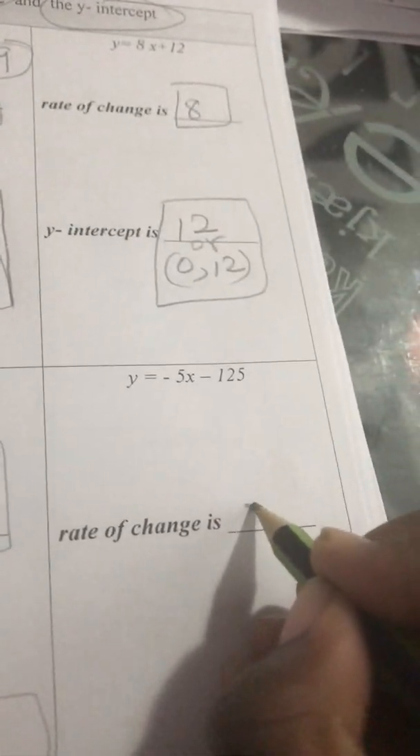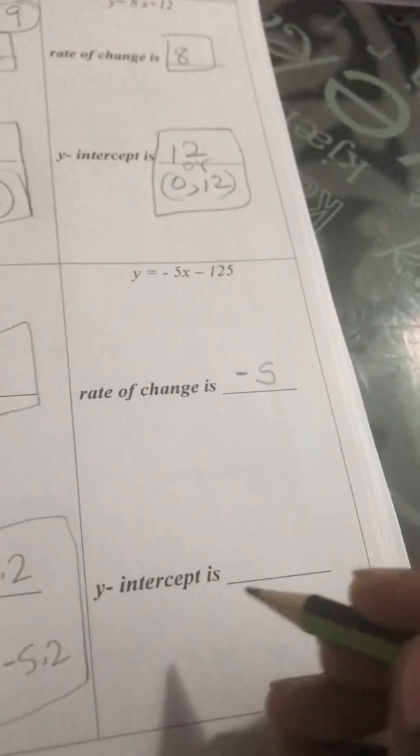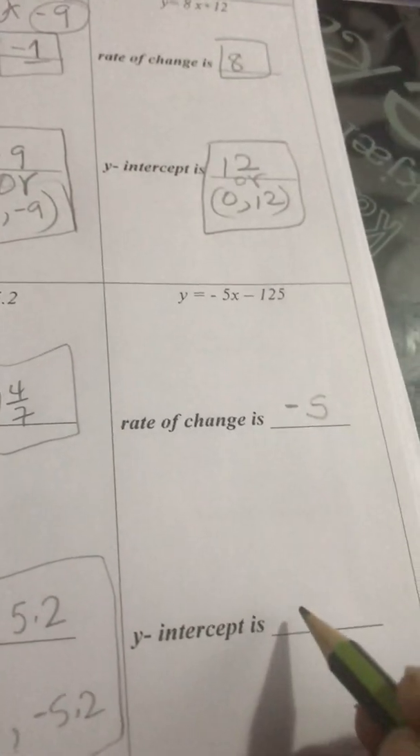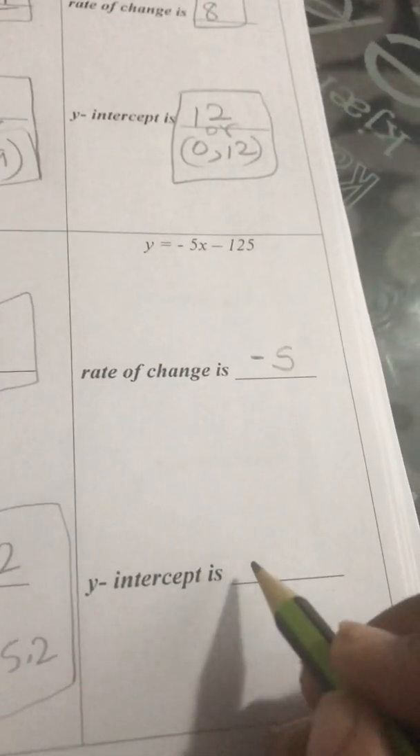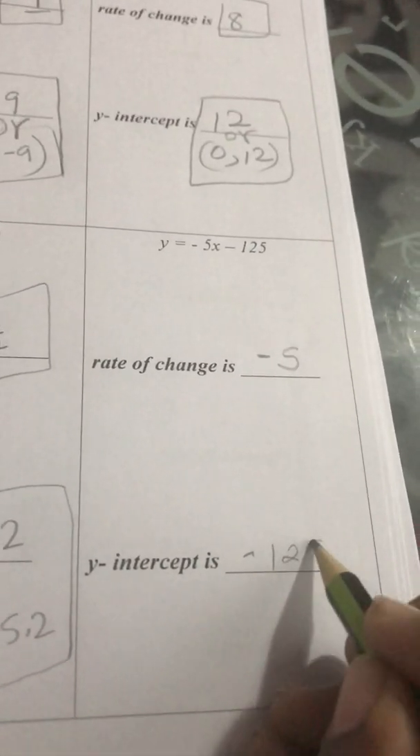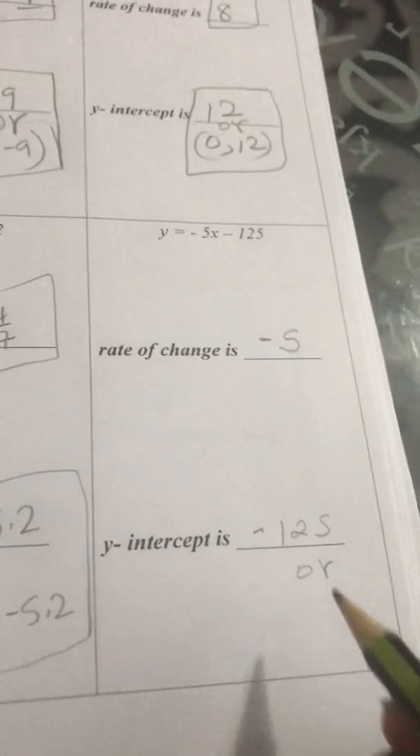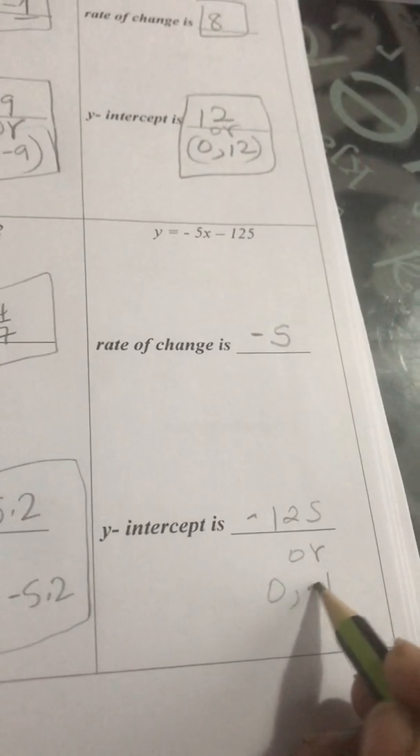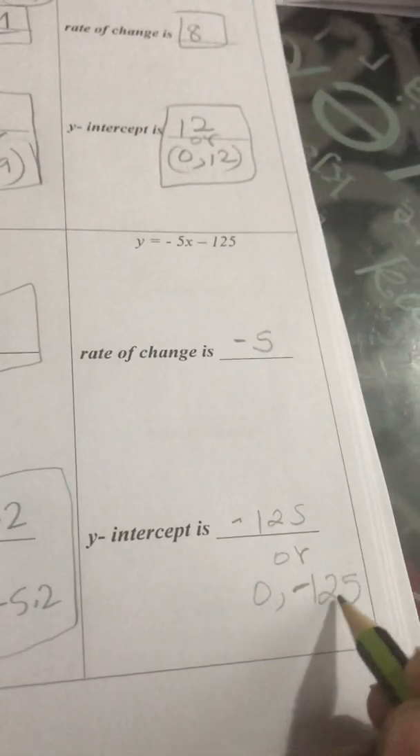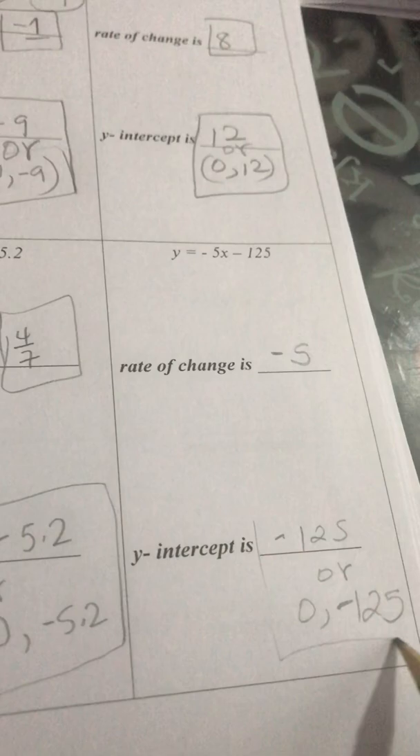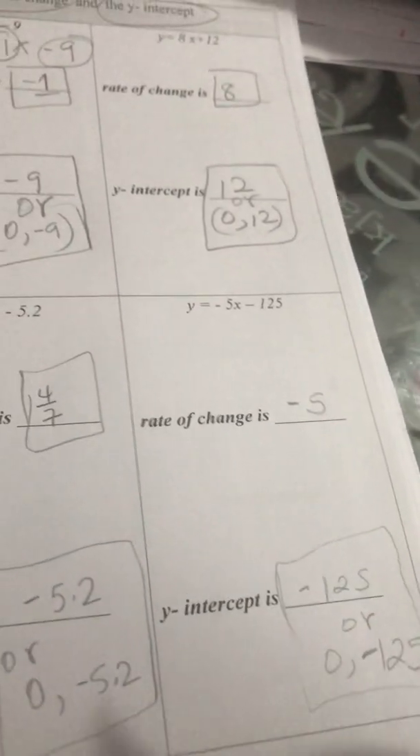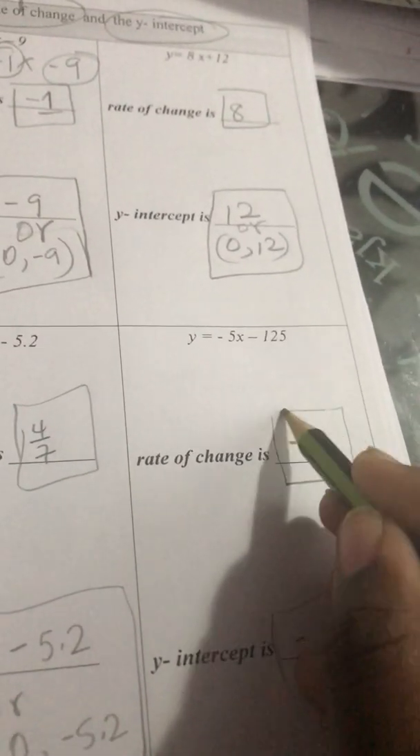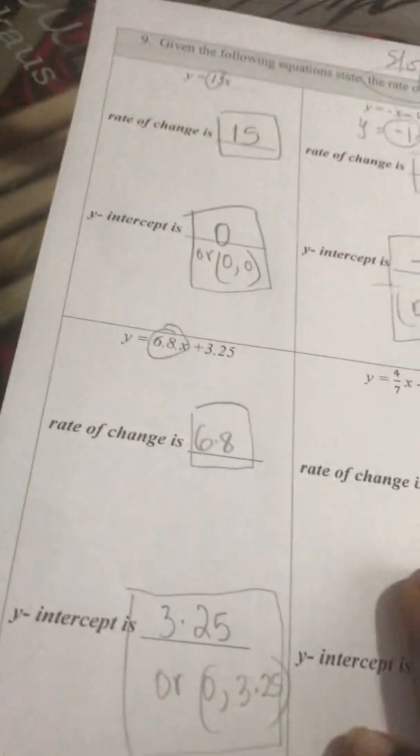My rate of change is -5. And then my y-intercept is -125 or (0, -1). Make sure you write clearly. Okay. And just like that.